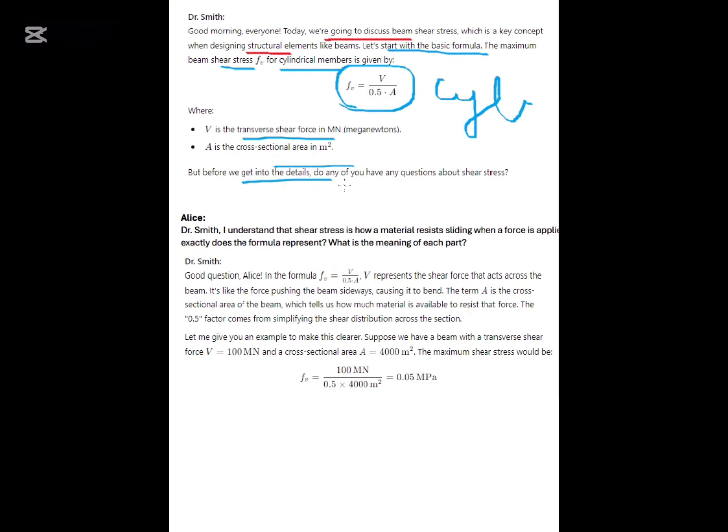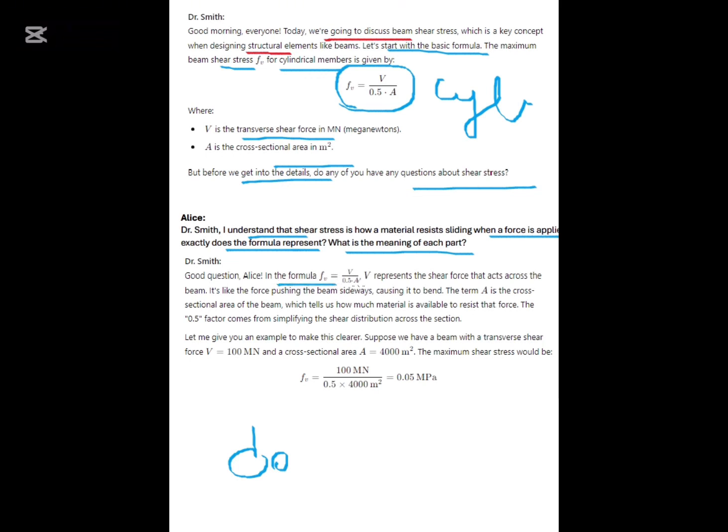But before we get into details, do any of you have any questions about shear stress? Dr. Smith, I understand shear stress is how the material resists sliding when a force is applied. But what exactly does the formula represent? What is the meaning of each part?